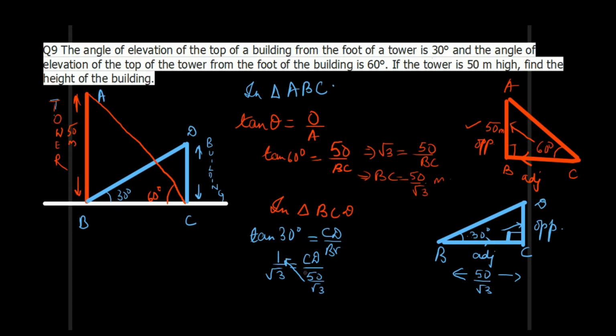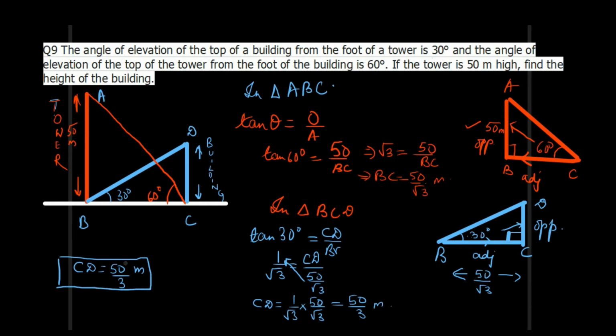Okay, so we'll cross multiply. This will go up here. So the CD will be 1 upon root 3 into 50 upon root 3. So this will be 50 upon 3 meters, and this is what we needed to find. So the height of the building is 50 upon 3 meter. This is the height of the building. So this is our answer.